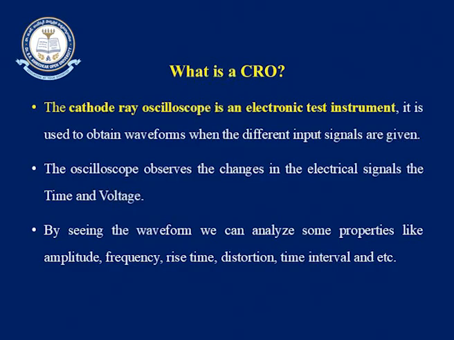So what is the CRO? The cathode ray oscilloscope is an electronic test instrument. You use it to observe different types of waveforms, for example the sinusoidal wave, square wave, rectangular wave, and triangular wave. This is the use of the CRO.